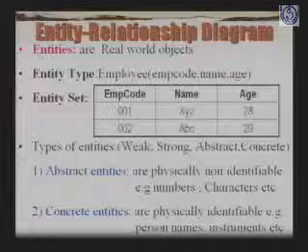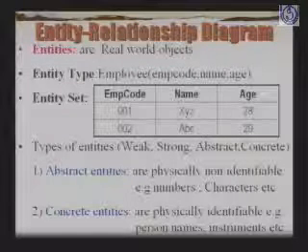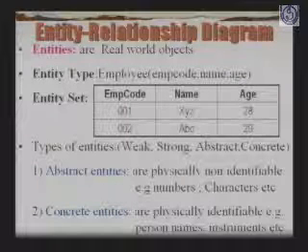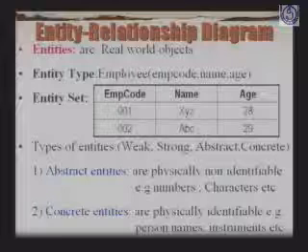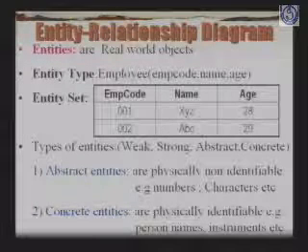This is an important part because when you are drafting your project, when you are starting your project, it is very difficult for you people to identify the entities and what the different types of entities are. Actually, entities are classified as weak entity, strong entity, abstract entity, and concrete entity. What do you mean by weak entity and strong entity?